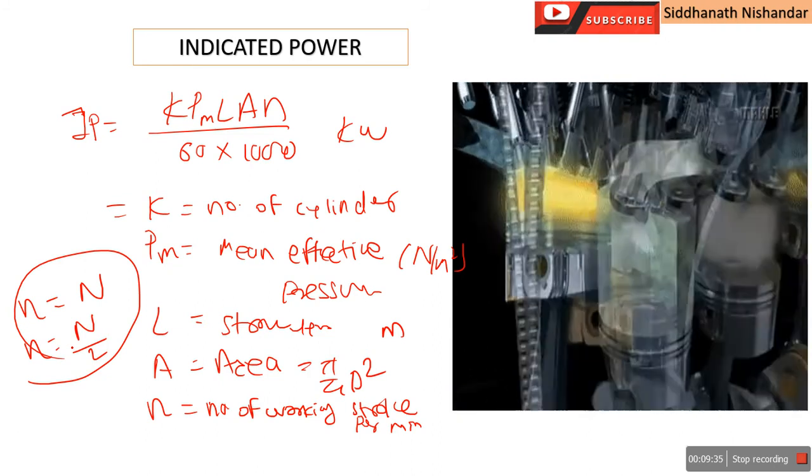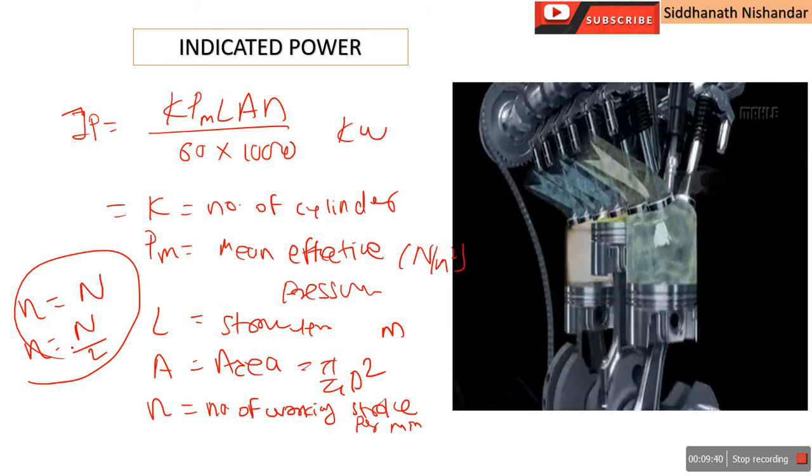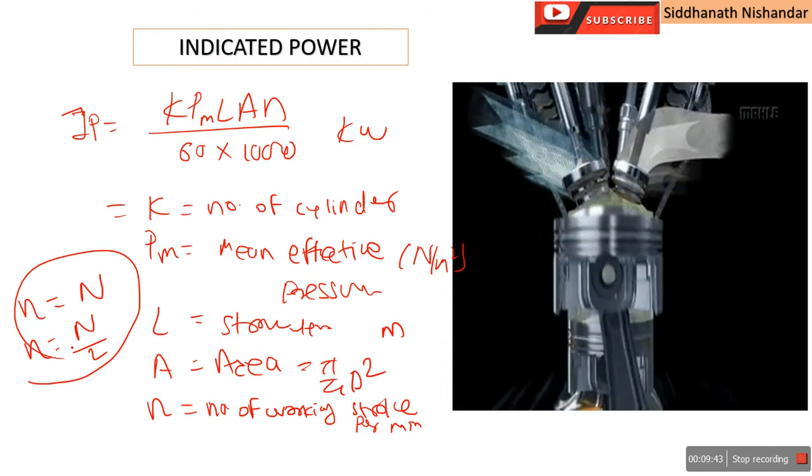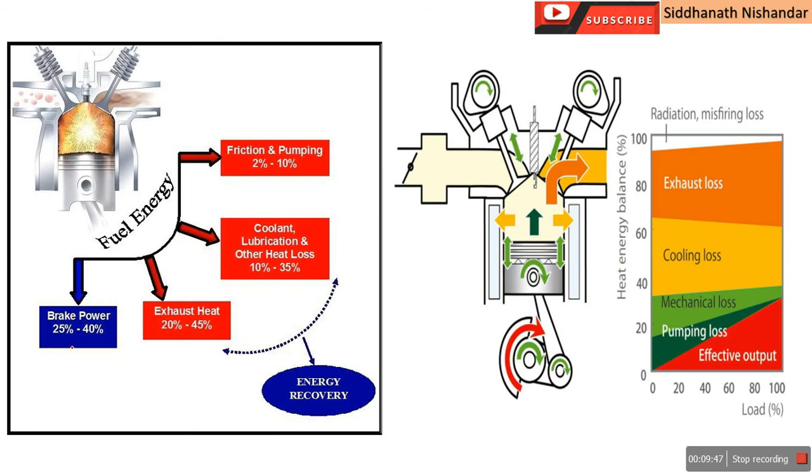So hopefully you understood the brake power and indicated power, how we lose power from the developed power and get some power, that is the brake power. If you see these pictures, the brake power is around 25 to 40%. Heat lost via conduction, radiation and exhaust heat is around 20 to 45%. Some fuel energy losses during coolant, lubrication and oil heat loss is around 10 to 35%. Friction and pumping loss is around 2 to 10%.